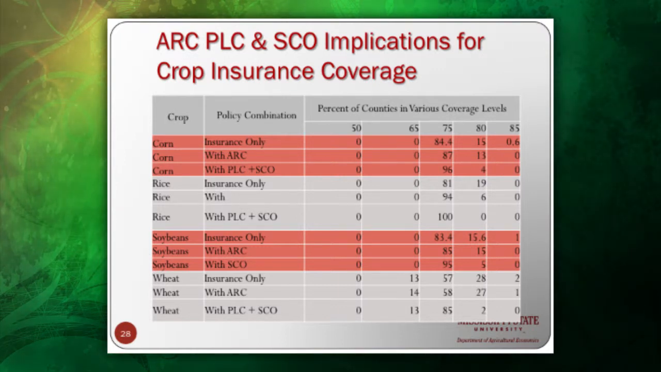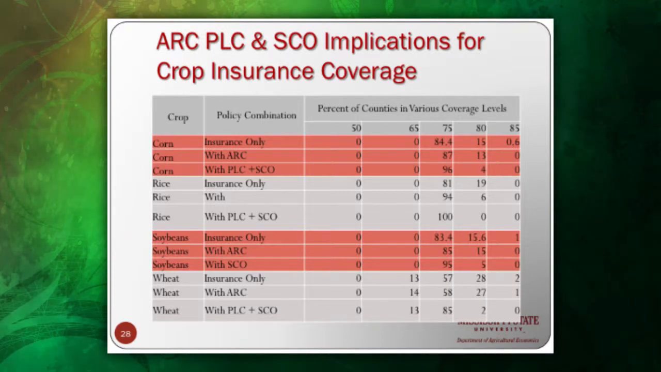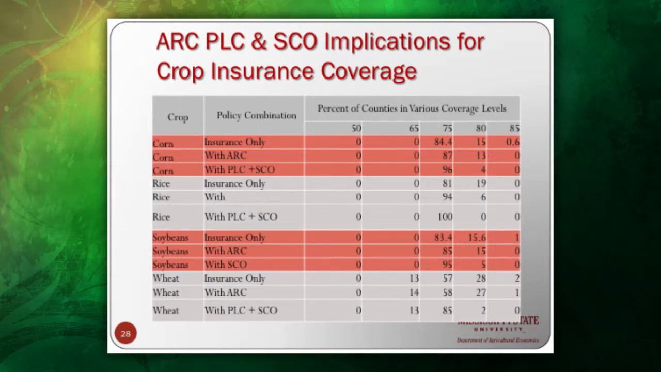The next slide shows some analysis where we looked at whether, because of ARC or SCO, producers would be interested in backing off and buying a lower level of individual level crop insurance. These simulations maximize the producer's benefits, and ultimately we see very little reduction in coverage levels induced by the presence of ARC and SCO. Our analysis suggests that producers are probably not going to back off crop insurance coverage very much because of these shallow loss programs.